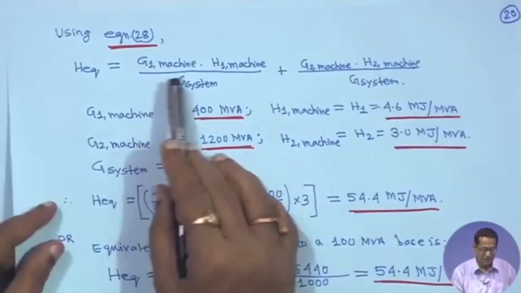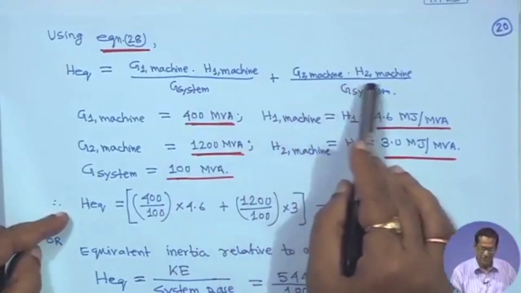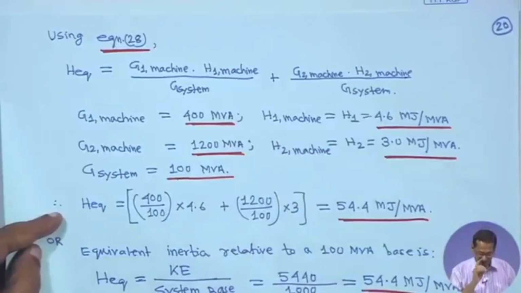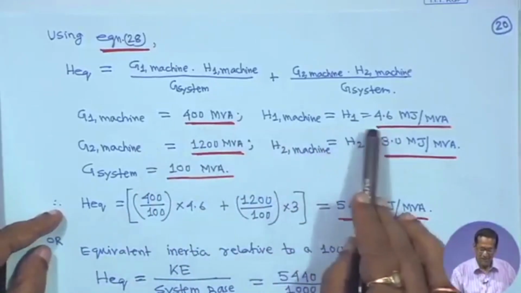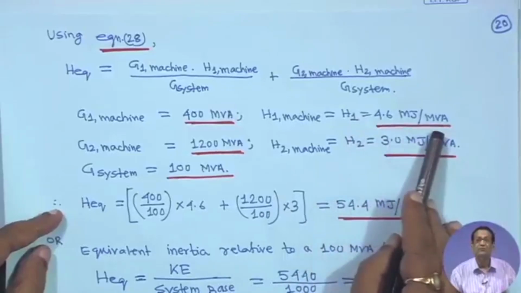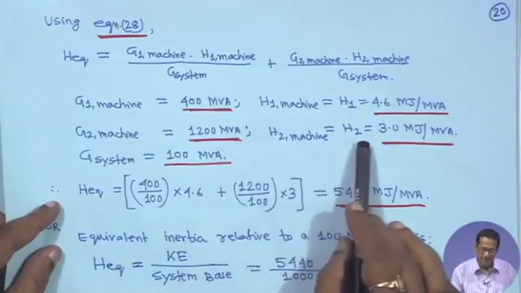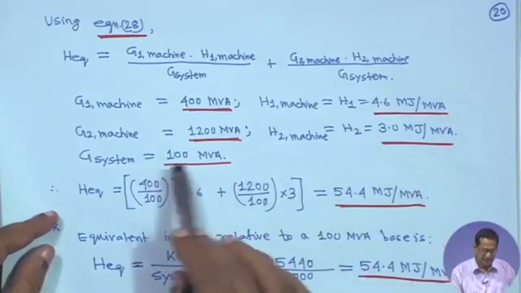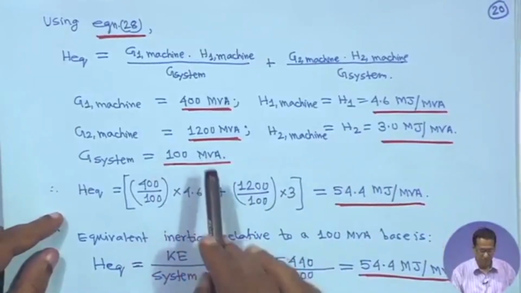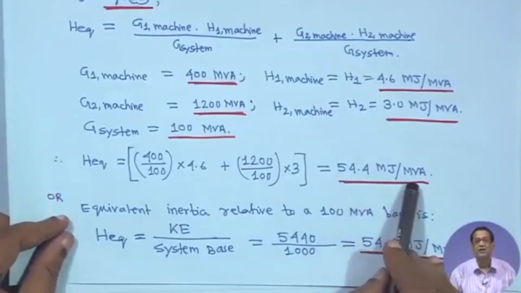Now, the formula was given that H_eq is equal to G1 machine into H1 machine upon G system, plus G2 machine into H2 machine upon G system. With all the data given, G1 machine is 400 MVA, H1 is 4.6 megajoule per MVA, G2 machine is 1200 MVA, H2 is 3.0 megajoule per MVA, and G system is 100 MVA. If you put everything together, it will become 54.4 megajoule per MVA.